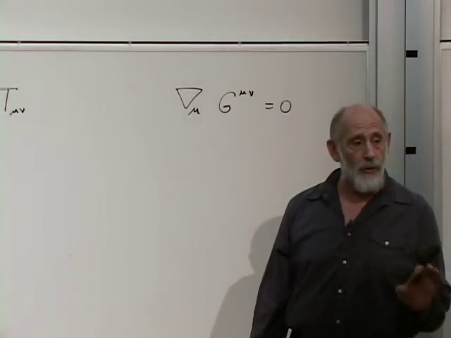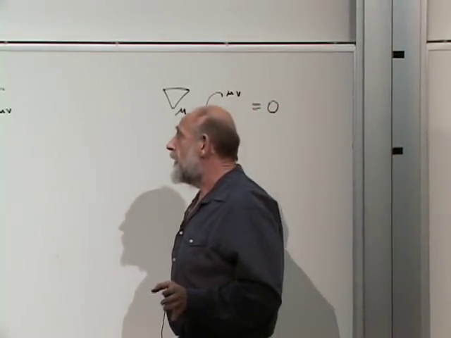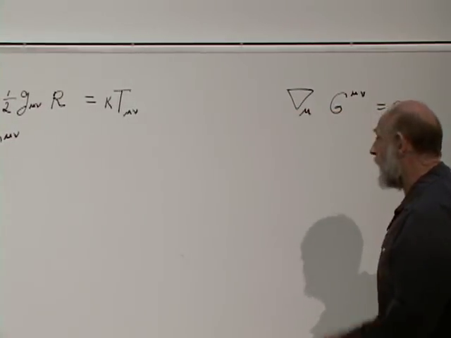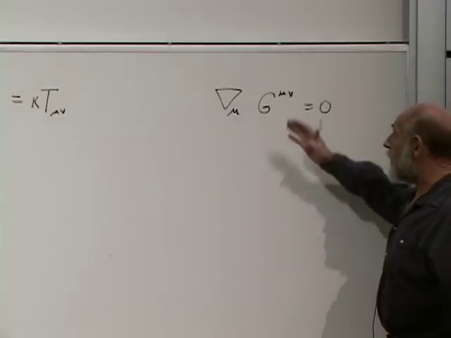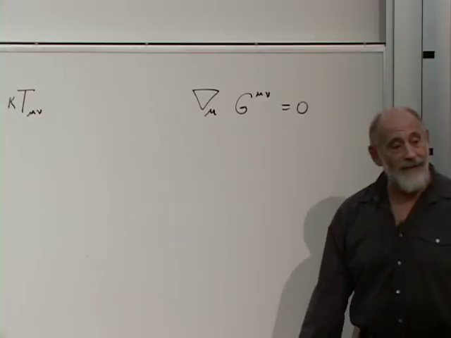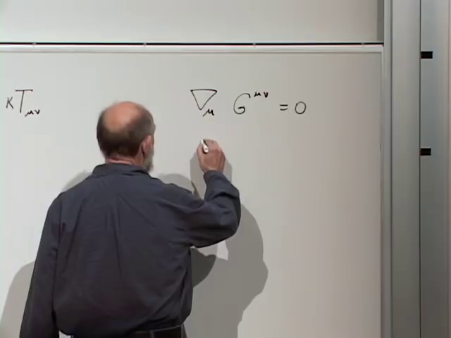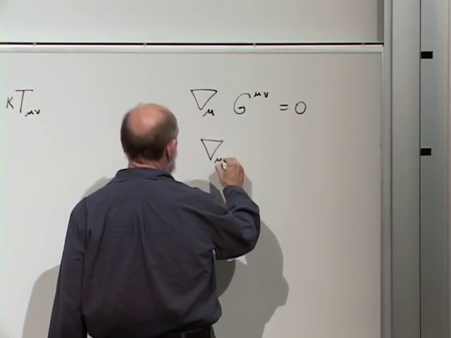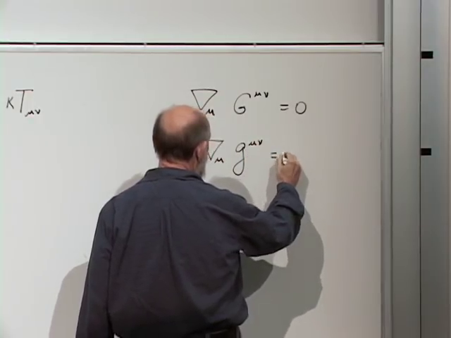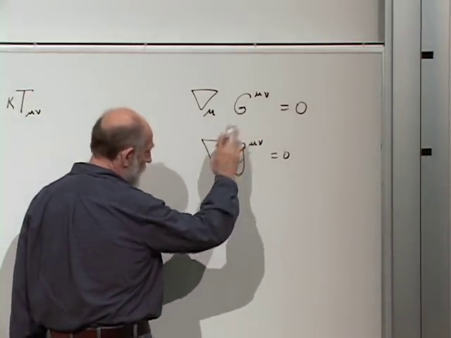With one ambiguity, there is one more tensor that you can form out of the metric, which has this property. This property is called covariant conservation. There's one more tensor that you can form, and that tensor is just the metric itself. The metric itself satisfies del mu g mu nu is equal to zero. It's equivalent to the statement, yes, that's correct.